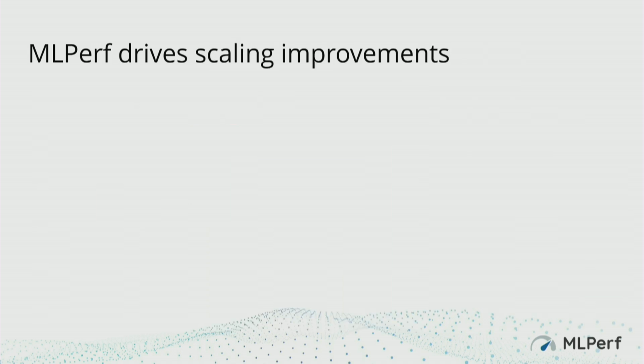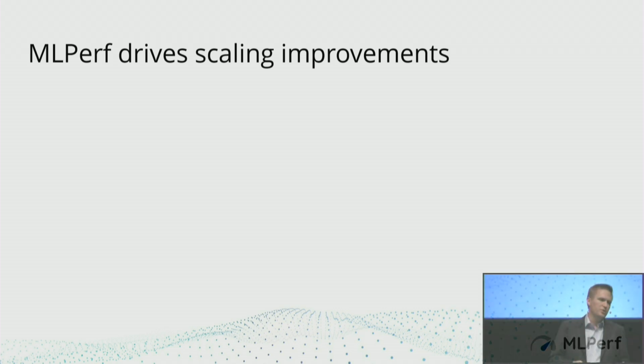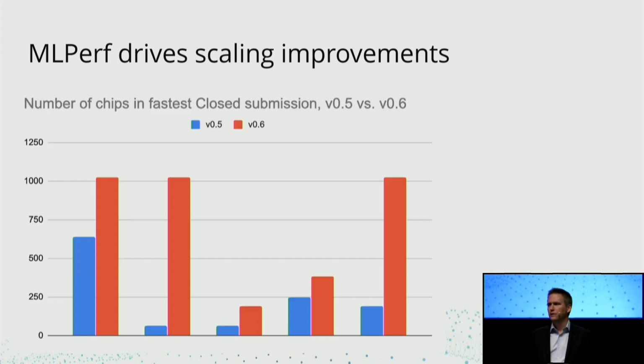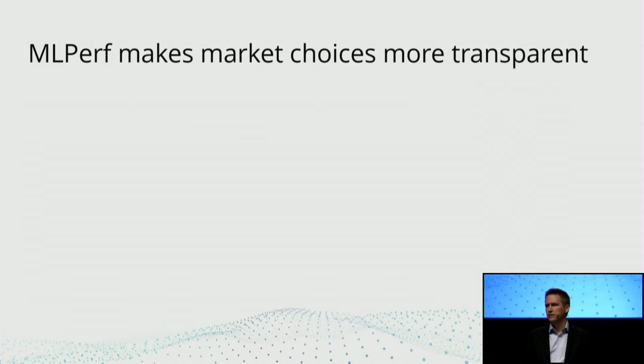MLPerf has also been driving scaling improvements, because one of the ways to make systems do more is to make them bigger. But that's challenging. Models don't scale perfectly. So if we look at the number of chips in the fastest closed submission between V0.5 and V0.6, you can see quite a jump. We're figuring out how to make the benchmarks run on bigger systems. Again, some of it's benchmarks, but a lot of it is also driving the software stack. 6 months, same hardware.